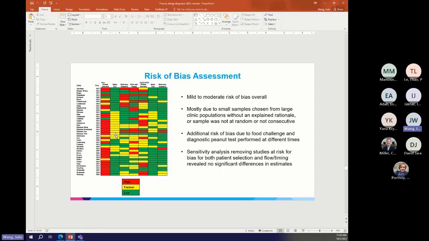Additional risks of bias were because of food challenge and the diagnostic test being performed at different times. So there could be a gap of many months between the test result and the food challenge, such that there's uncertainty as to whether the test results matched up very closely with the food challenge outcome. Also, sensitivity analysis removing the studies at risk for bias for both patient selection and flow and timing of tests revealed no significant differences in the estimates.